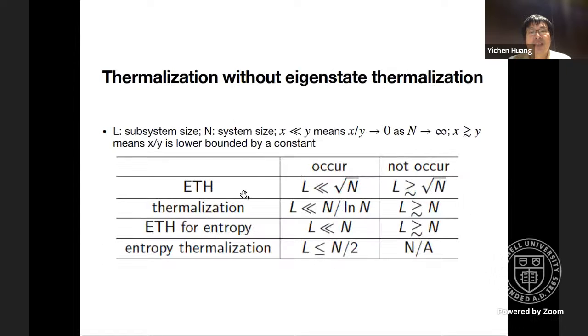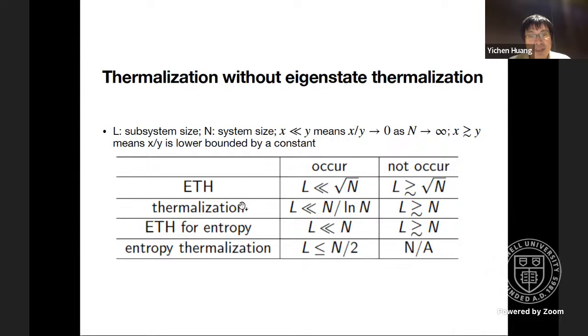And we can find out under what conditions in our model these four different concepts are valid or not valid. Here, capital L is again the subsystem size, and capital N is the system size. We use the notation x much less than y to mean that x divided by y goes to 0 in the thermodynamic limit, and x approximately larger than y means that x over y is lower bounded by a constant. So we can see when ETH occurs or not. ETH occurs when L is much less than root N, and doesn't occur for larger L. For thermalization, we can prove that it occurs when L is much less than N over log N, and if L is a constant fraction of the system size, it doesn't occur.